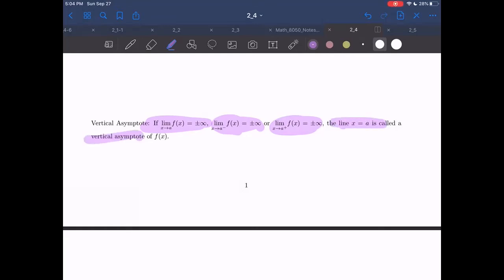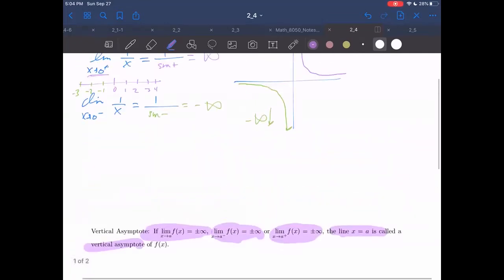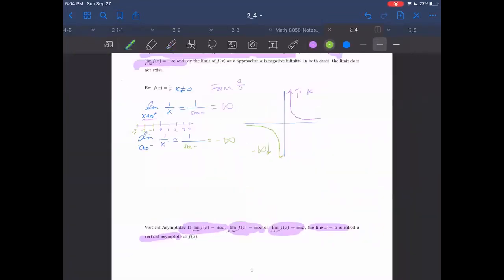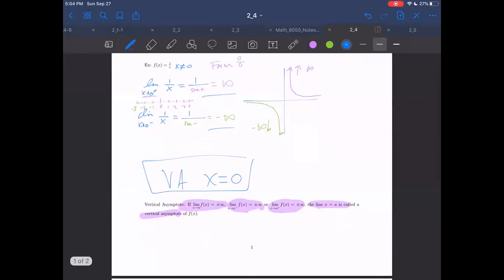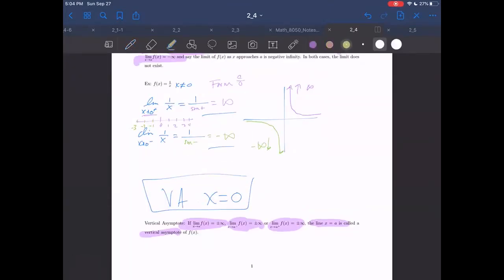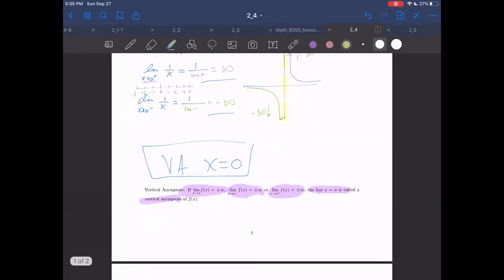They don't have to be the same thing. We could have 2 different vertical asymptotes. For this case up here, we would have a vertical asymptote of x equals 0, because we had to go off to positive infinity here and negative infinity there. The vertical asymptote is most times given or shown or graphed by a dashed line.